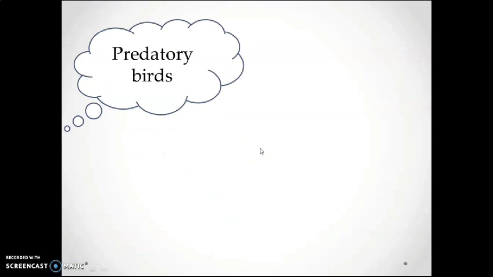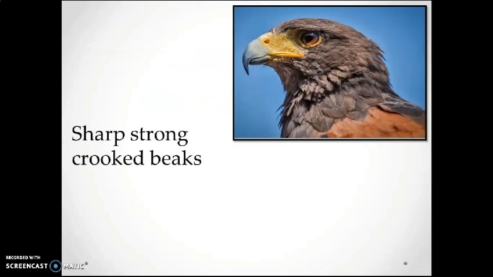First, predatory birds. Predatory birds like vultures and hawks have sharp, strong, crooked beaks. Give reason: the vultures and hawks have sharp, strong, and crooked beaks to tear or to cut the prey.